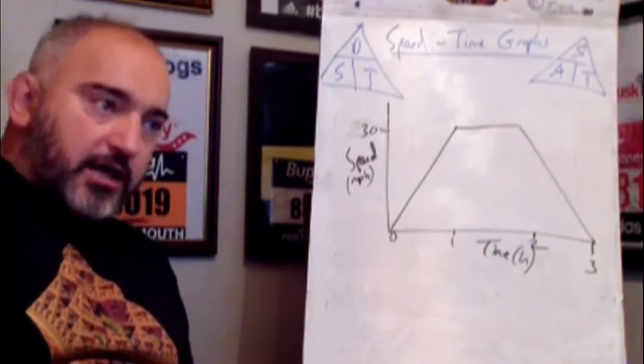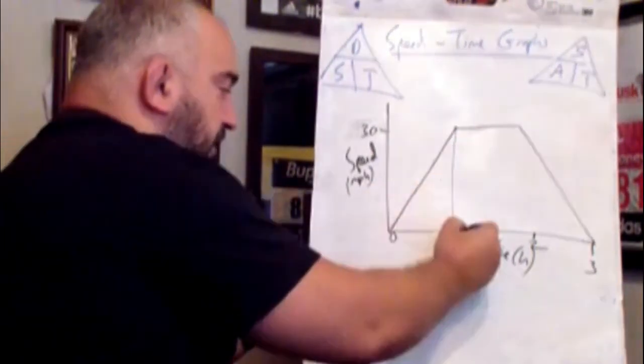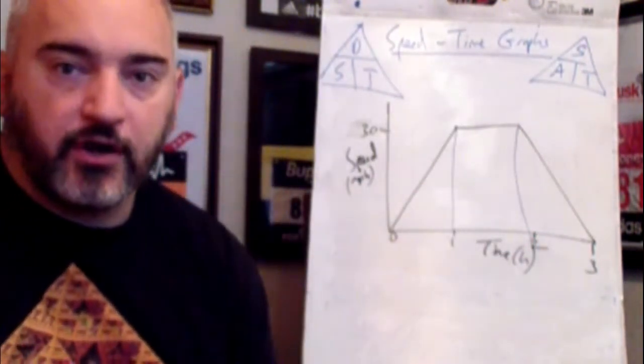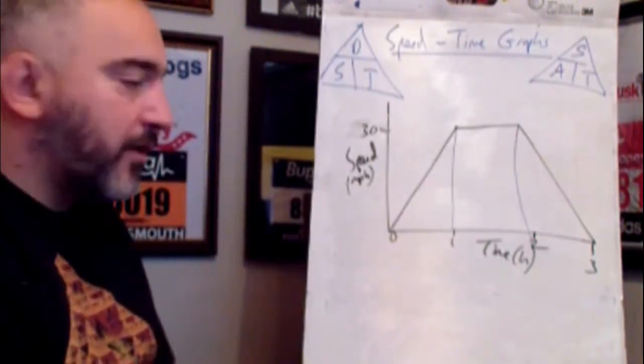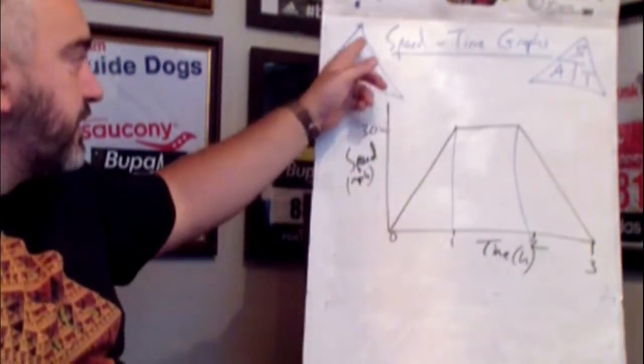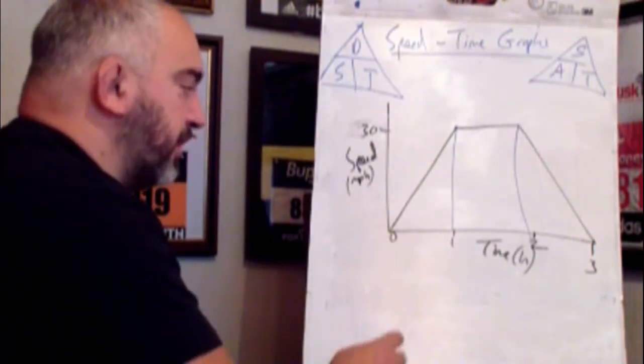So all I have to do here is split them up into the three obvious shapes. So I can see a triangle, a rectangle, and another triangle here. So by working out the area under the curve here, I will have a distance. So let's take the one at a time here.